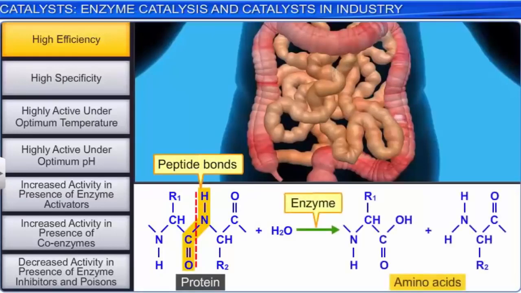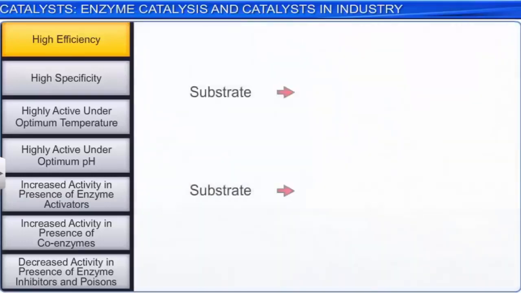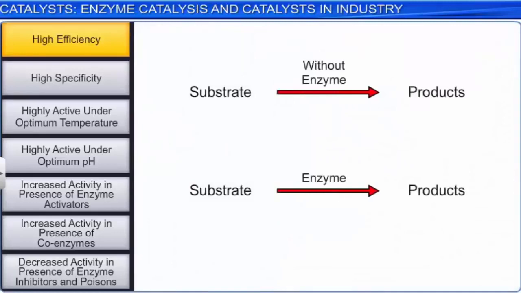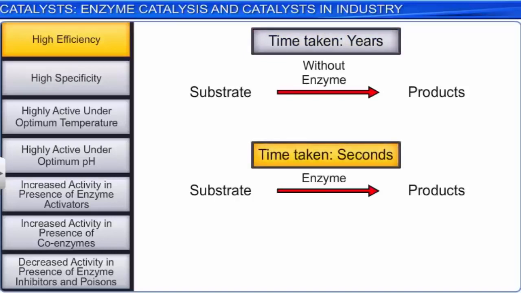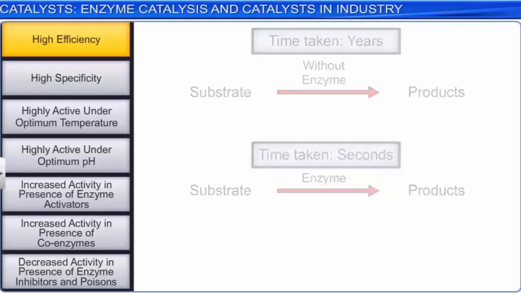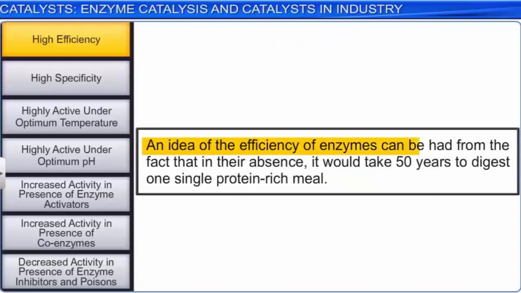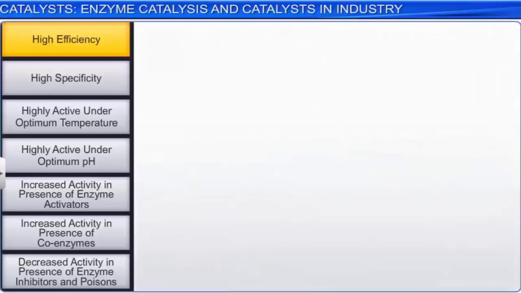Enzymes accelerate such reactions by over 1,000,000-fold. So, the reactions that would take years in the absence of catalysts can occur in a fraction of a second if catalyzed by the appropriate enzyme. An idea of the efficiency of enzymes can be had from the fact that in their absence, it would take 50 years to digest one single protein-rich meal. Thus, we conclude that enzymes are very efficient catalysts. They speed up reactions by lowering their activation energy.